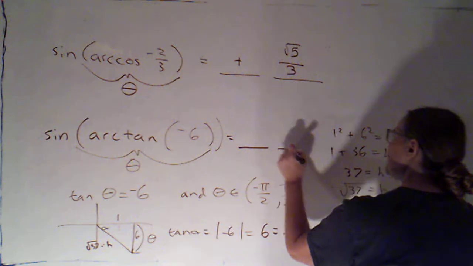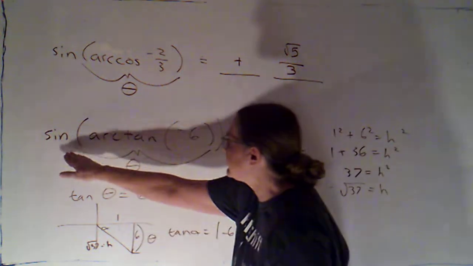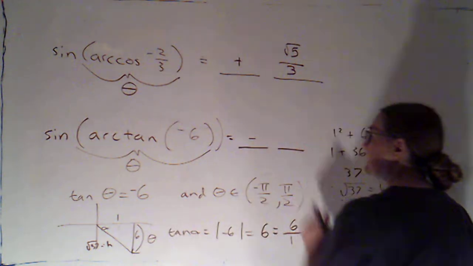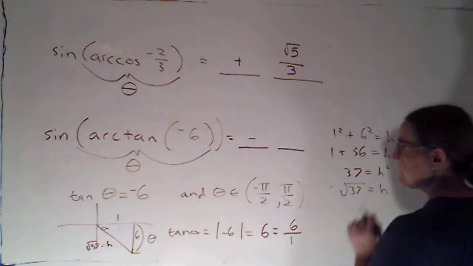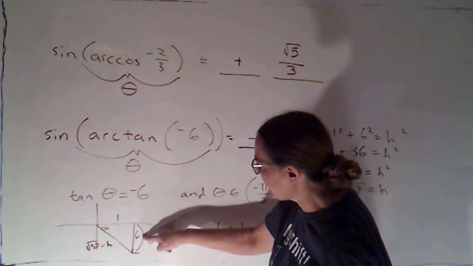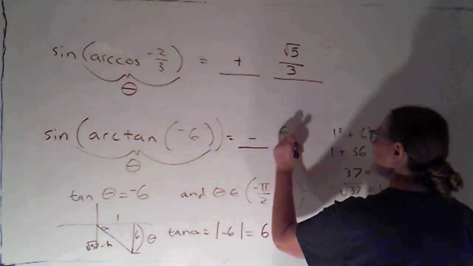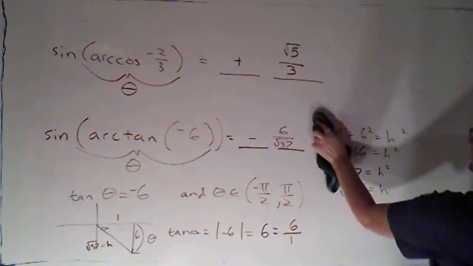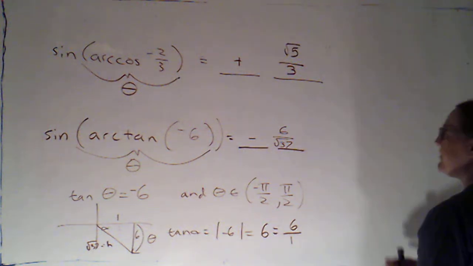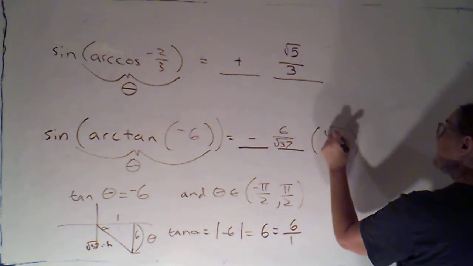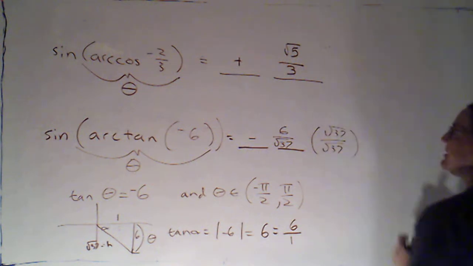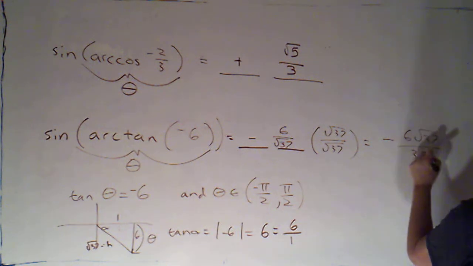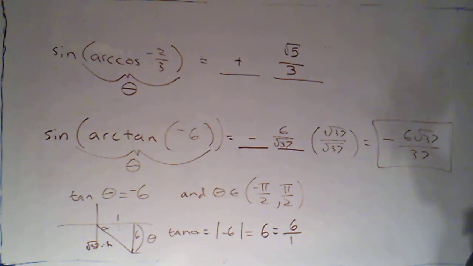So I can say this is going to be a two-step process. I'm taking sine of this angle theta. It's in quadrant 4, so I know that sine is negative. And then, let's see, sine would be opposite over hypotenuse. So that would be negative 6 over root 37. Now, that gives me a correct answer, but I want to simplify it. So I'll multiply by 1 in the form of root 37 over root 37. So we get negative 6 root 37 over 37. Excellent.